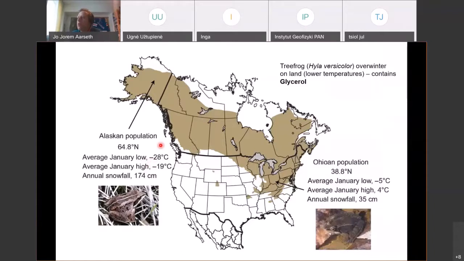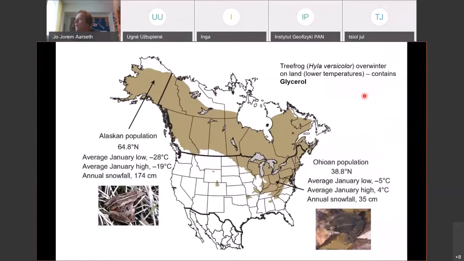So the tree frog, you have an Alaskan population. The average January low temperature is minus 28 degrees Celsius. The highest average January temperature is minus 19, which is measured. And it's heavy snowfall, as you can see, 174 centimeters. And you also have a population of tree frog further south. But it actually overwinters on land, and it's a heterothermic animal, meaning that the body temperature is the same as the surroundings.